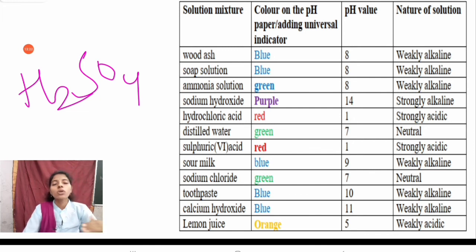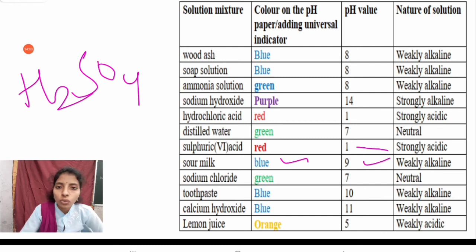That means the color of the pH paper turns red. So the pH value is 1. This is also strongly acidic. Okay. And next, the solution mixture is sour milk. So the color of the pH paper turns blue, and the pH value is 9 here, and this is weakly alkaline, or we can say this is a weak base.